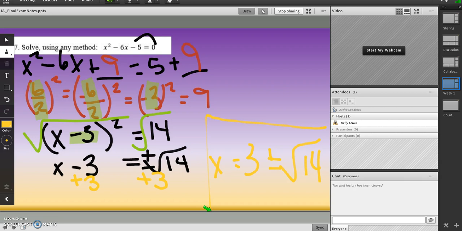Otherwise, they're the same thing, regardless if we use the quadratic formula or completing the square.